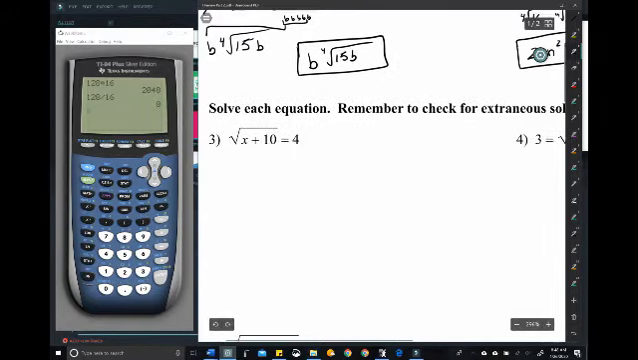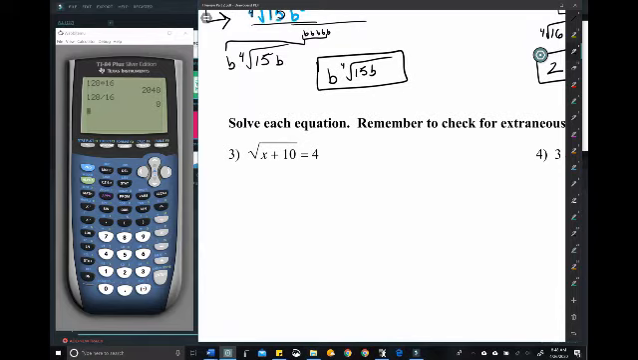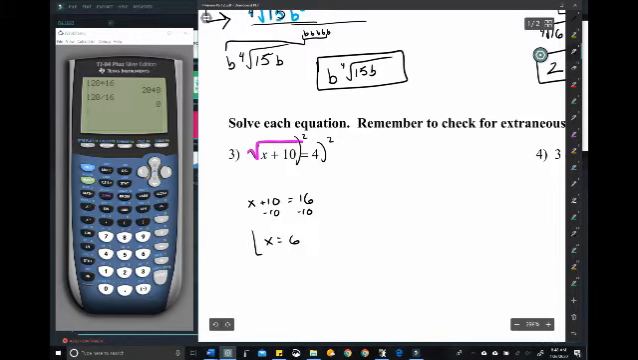Solving each equation, check for extraneous solutions. The idea, make sure the radical is by itself. You square both sides, square, square. So x plus 10 is equal to 16. You can subtract 10 from there. x equals 6. If you check that one back, it does work out.